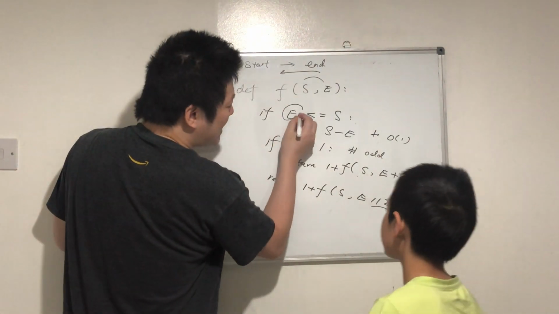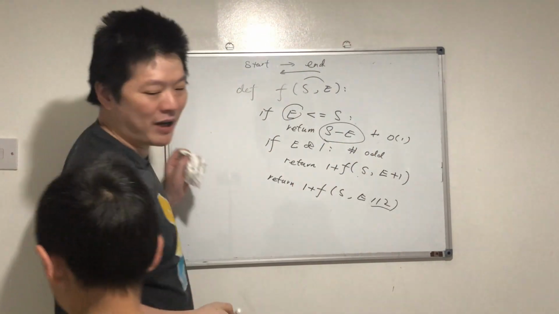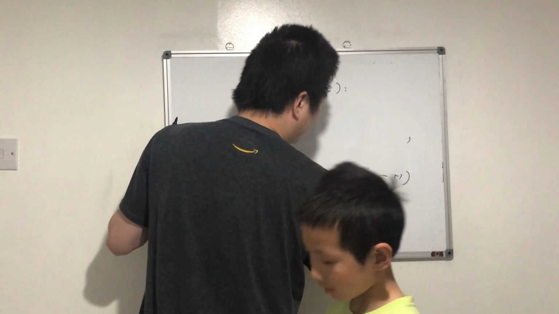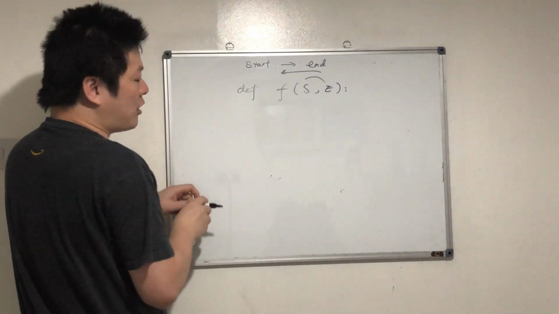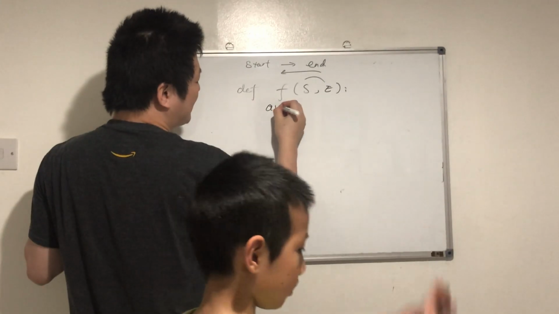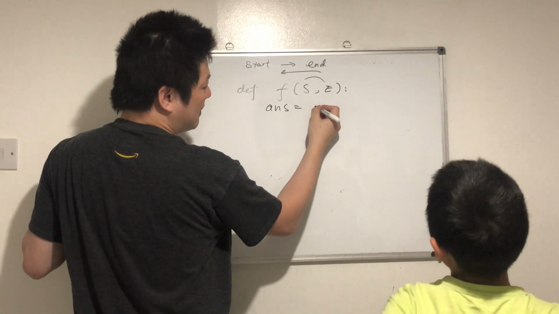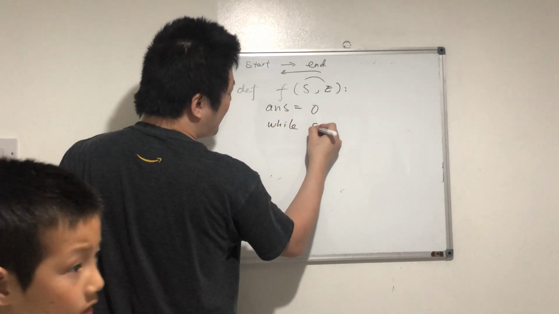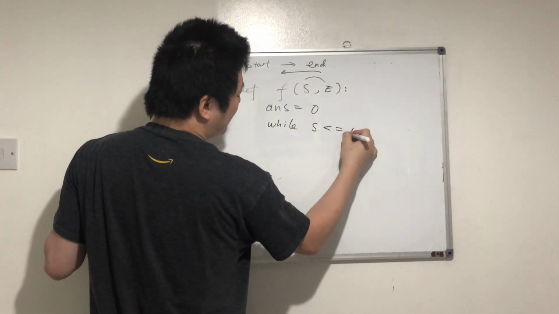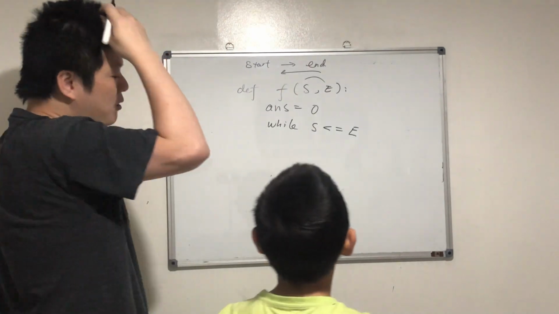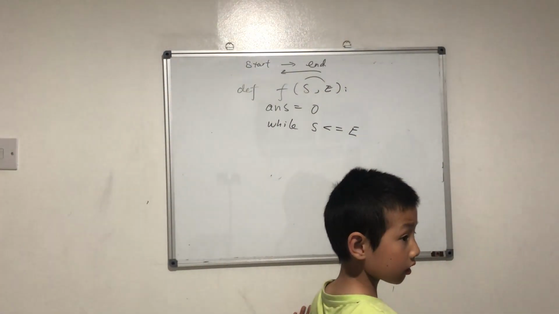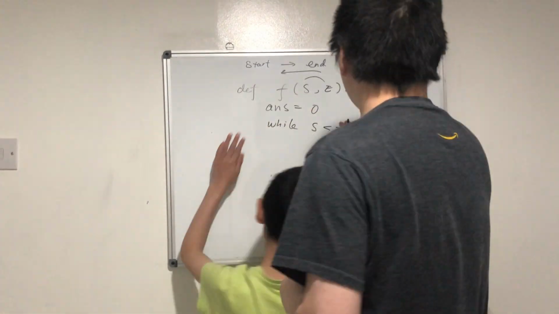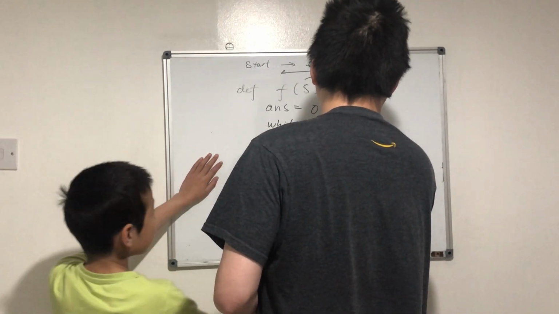Until we know E is smaller than S, because then we already know it's S minus E, right? Okay, so let's do it without recursion. We have to define the answer. Answer at the beginning equals 0. While S is smaller than N, the loop continues.